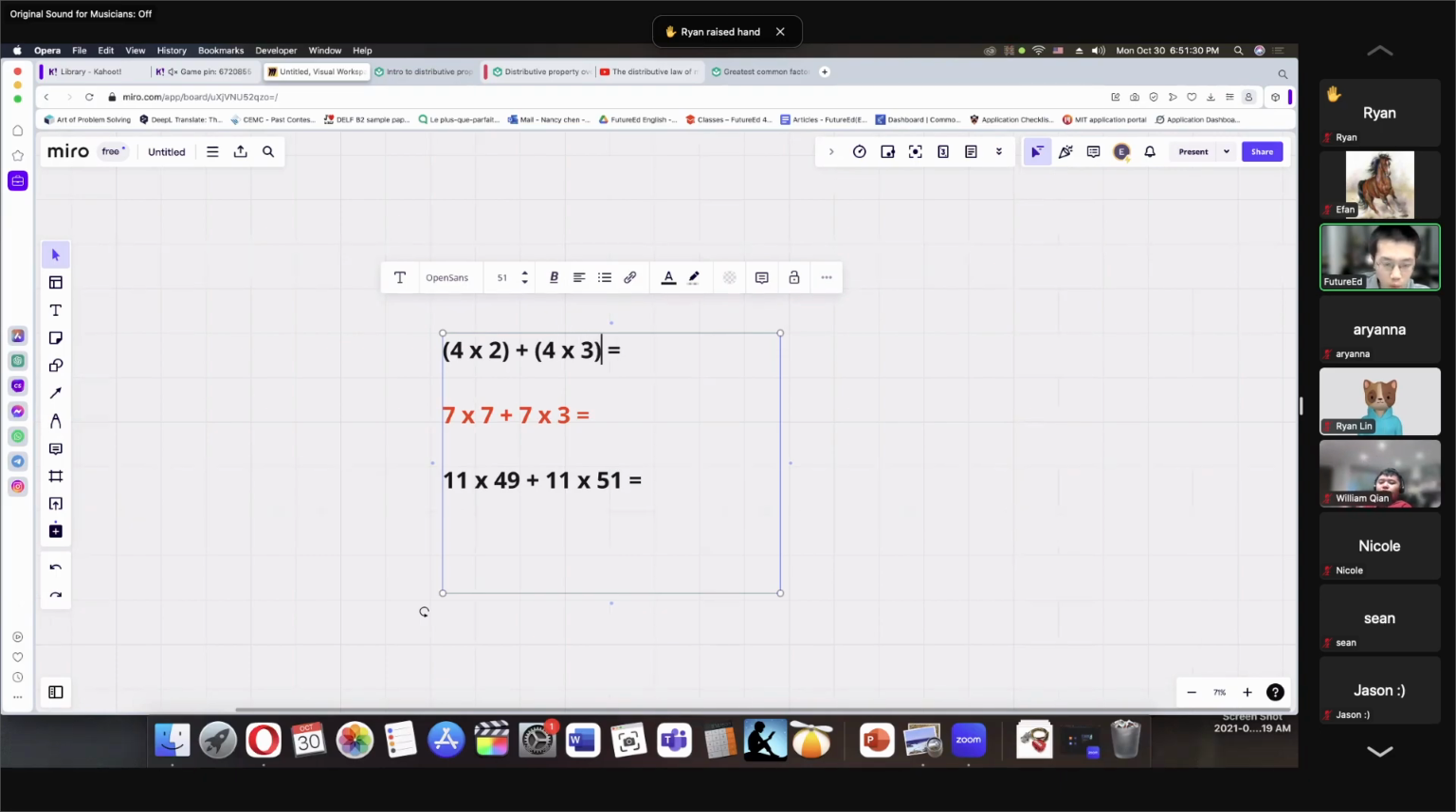So what do we see on both sides here? We have a 4 times 2 and a 4 times 3. So which number is common among them? Ryan? 4. Okay, we see a 4 on both sides. And we can take a 4 out. We can go like, hey, there's a 4 here, there's a 4 here. I'm going to take this 4 out of here. And what's left? What are we going to have on the left side?